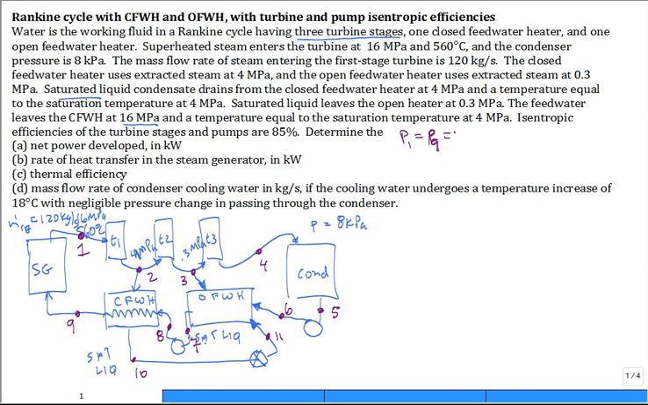It's also P8. That's all 16 megapascal. The other pressure is 4 megapascals. So P2 is equal to 4 megapascal. Is anybody else equal to 4 megapascal? P10. That's all 4 megapascal.